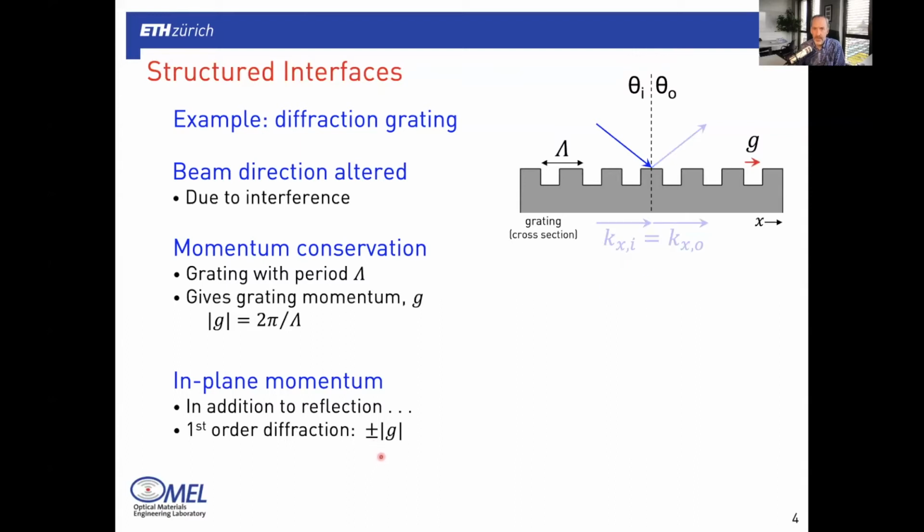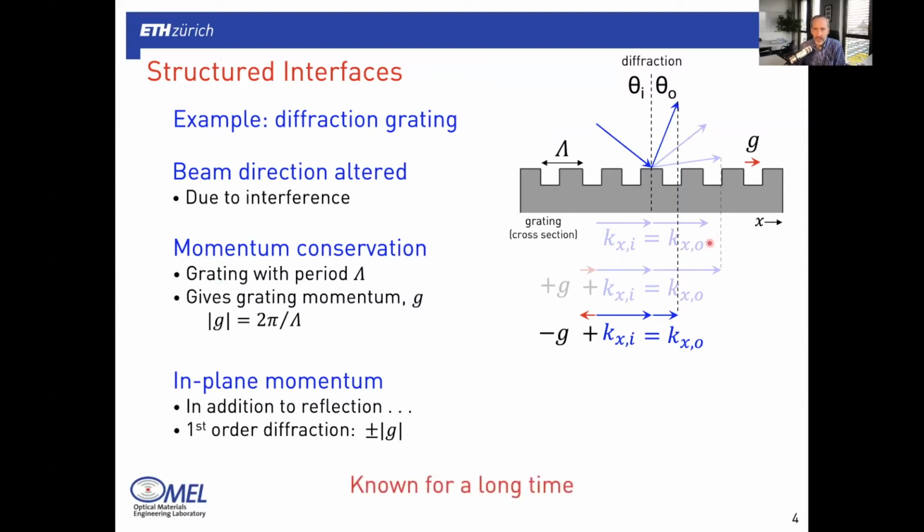In particular, first-order diffraction will either add or subtract a unit of the grating momentum vector amplitude g. And so if it adds a unit of g, then this will bend the beam towards the grating interface. And if we subtract a unit of g, it will bend the beam toward the surface normal. And of course, the angles that it does this are wavelength dependent, and this is why gratings are used in spectroscopy to disperse light.